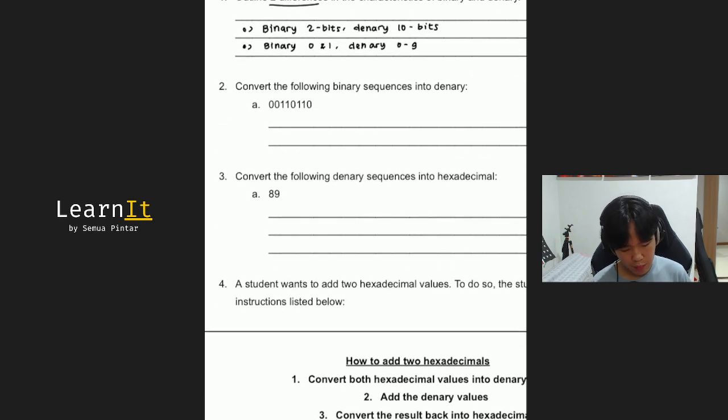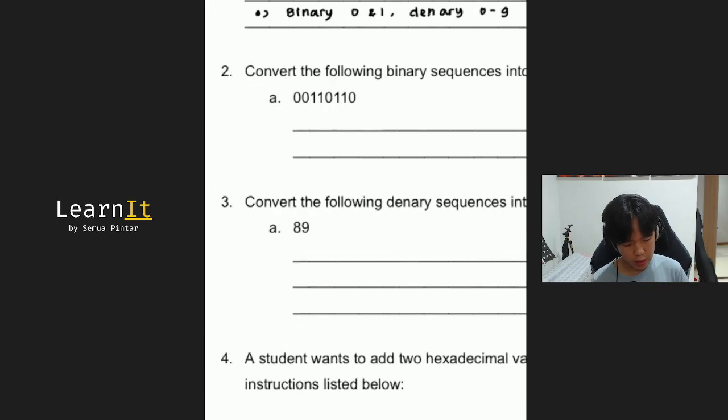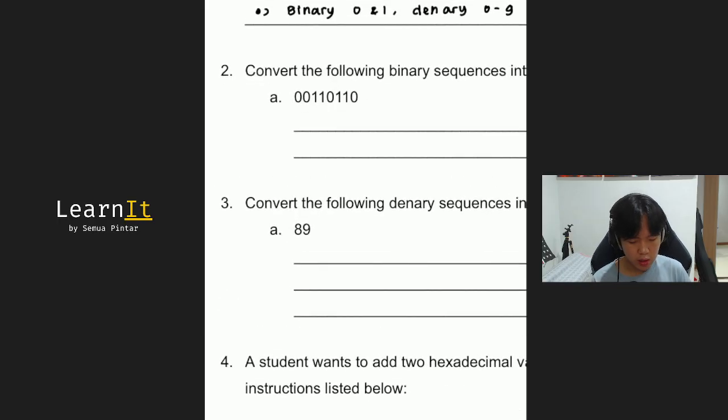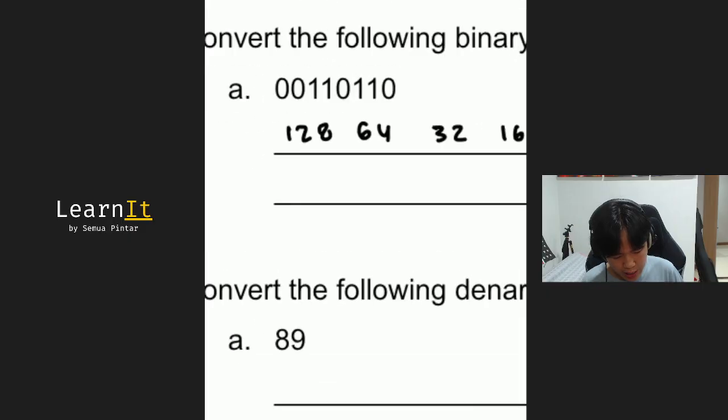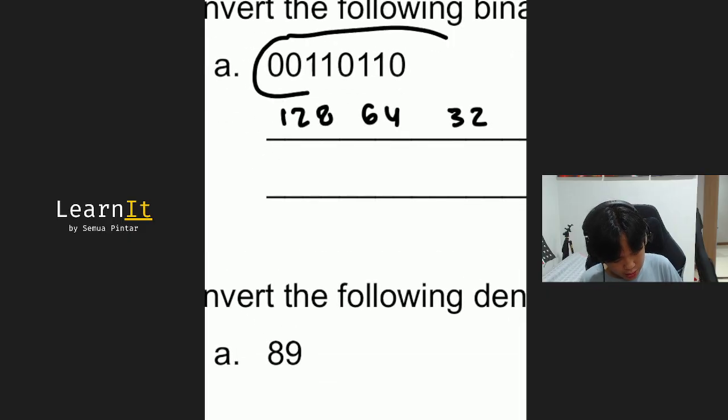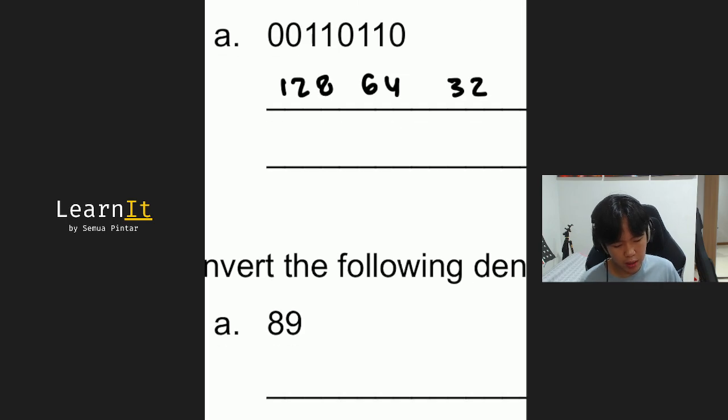Okay, next we have a conversion here. Convert the following binary sequences to denary. We only have 1, so it's fine. We have 0, 0, 1, 1, 0, 1, 1, 0. And when we have this, we want to pull up our good old weight factor table. I would draw the weight factor table first. So let's draw that. Okay, and then after that, I would put this digit down here. Or we could do it directly if you're fine with that.